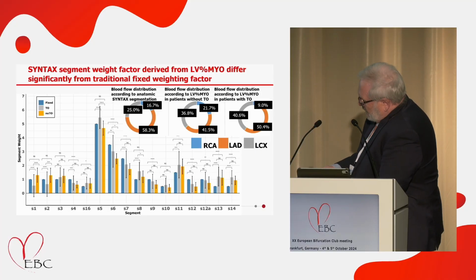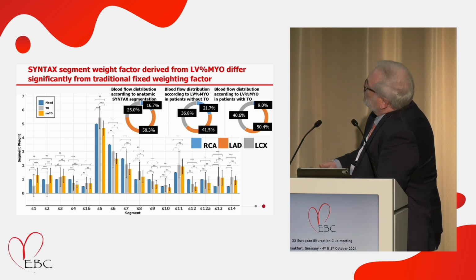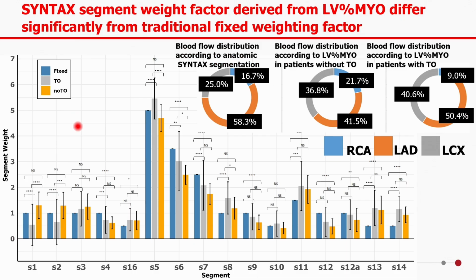So this is one of the last slides. It's a SYNTAX segment weight factor derived from measurement, from LV% myo, which differs significantly from the traditional fixed weighing factors. You could see on the vertical axis the weighing factor, and on the horizontal axis all the segments. There is a quite systematic difference, not dramatic, but existing. And in an AI system, we want to have the individual of the patient.